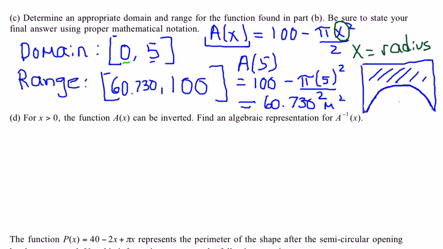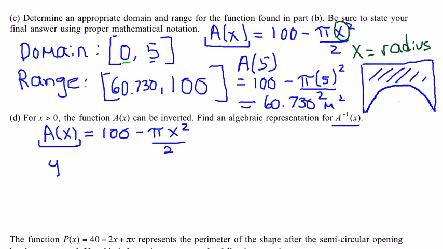Okay, to find this one, I'm going to begin by rewriting my function a of x, which is 100 minus pi x squared over 2. And we discussed in class that to find the inverse function, we are just going to interchange the roles between the output and the input. In other words, we're going to replace x and y. Now, I don't have a y here, but this is my output function, a of x, so I'm going to name that y and rewrite the function: y equals 100 minus pi x squared over 2.